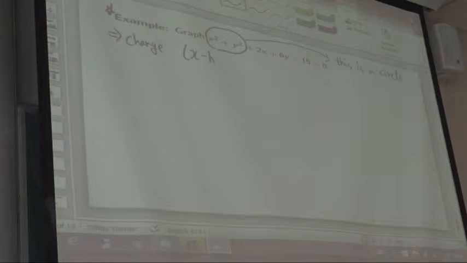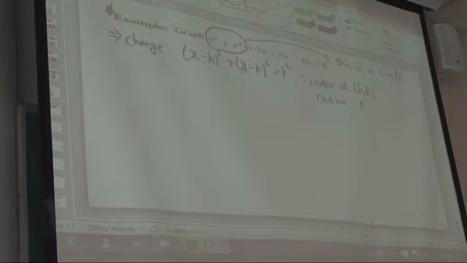x minus h squared plus y minus k squared is equal to r squared. We're not changing that. Then this has the center at h comma k and the radius as r. So we want to change the given equation into the general circle format. And what would the h, k, r mean?